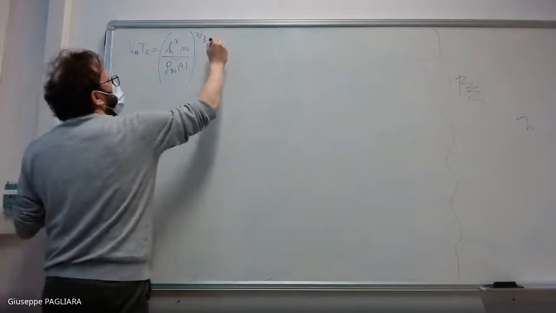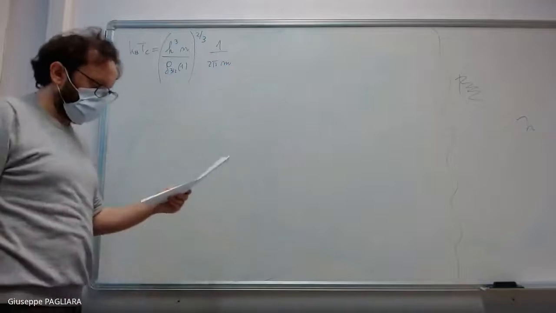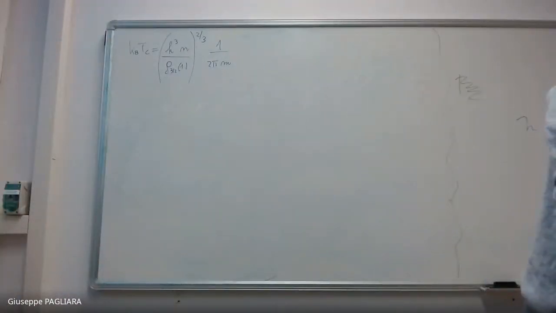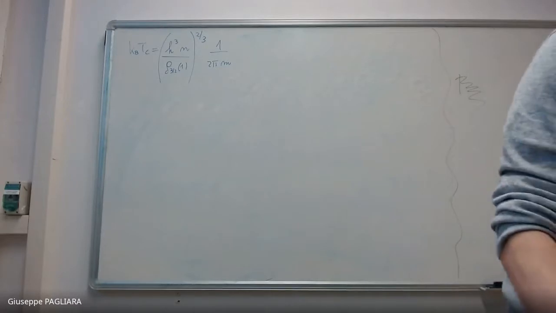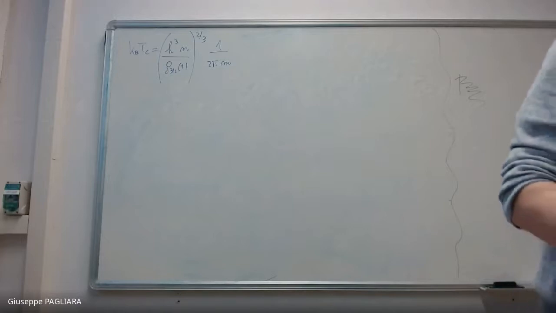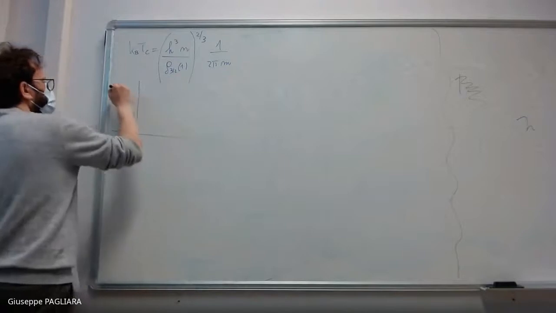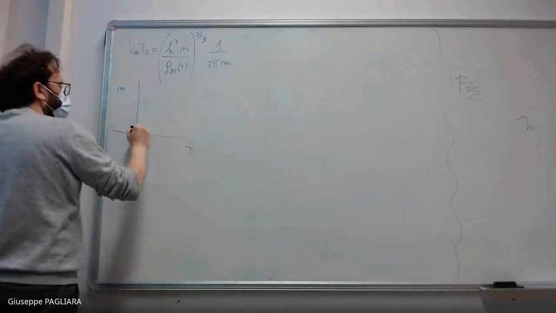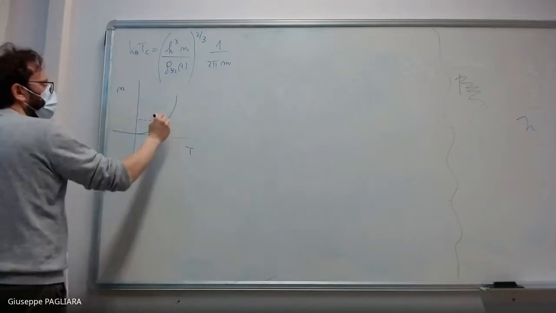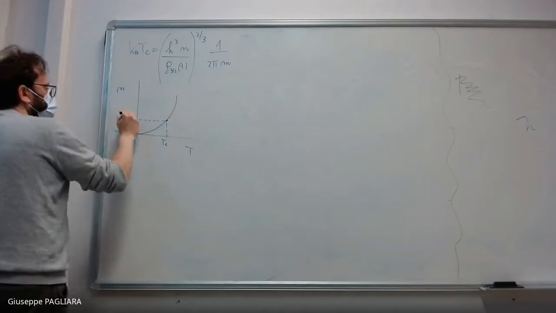And then we have 1 over 2 pi. And it was derived last time. If I fix the density, what is the critical temperature and the critical density?